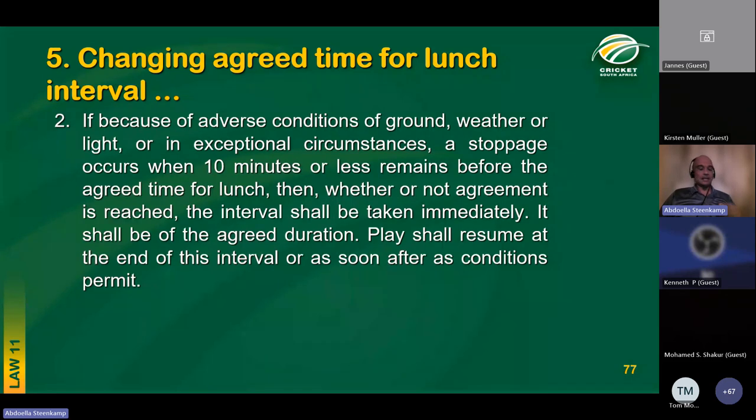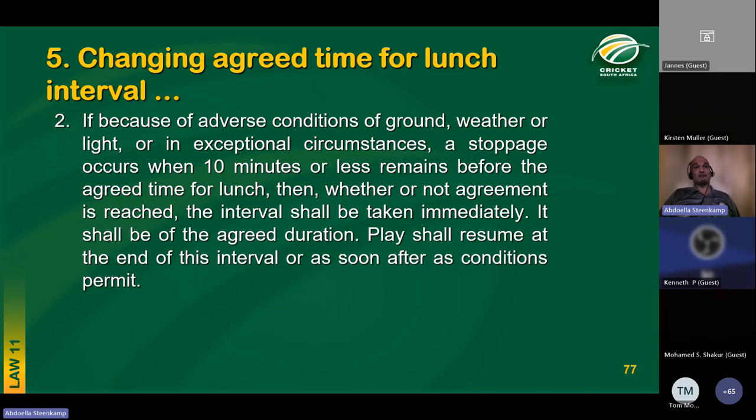Also, the law tells us, again to maximize time, if there are adverse conditions with ground, weather, or light, and usually rain, let's use rain as an example. If it rains 10 minutes or less before the agreed time for lunch, you will also take lunch immediately. So let's say lunch is at 12 o'clock. At 11:50, it starts raining. The law tells us, if it rains 10 minutes or less before, take lunch immediately. So in our example, lunch will be taken immediately, and lunch will then be our agreed duration.